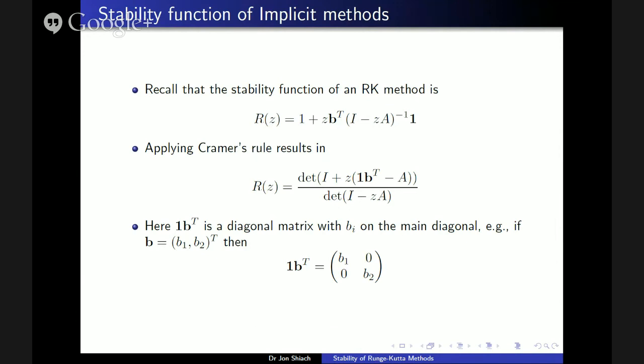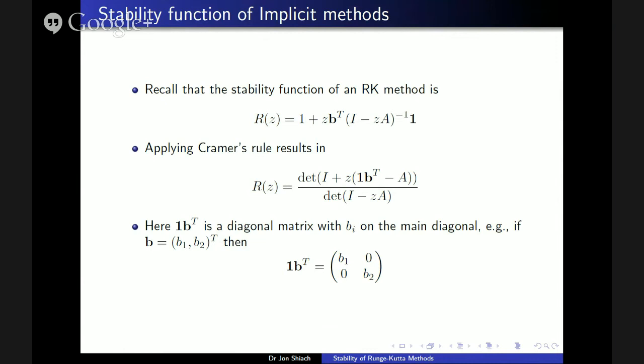A couple of things to note. I, or bold I, is a vector of 1s. Now, if we use Cramer's rule on this, which uses the determinant of a matrix over the determinant of another matrix to solve the system, we get this. This will allow us to determine the stability function of an implicit method.